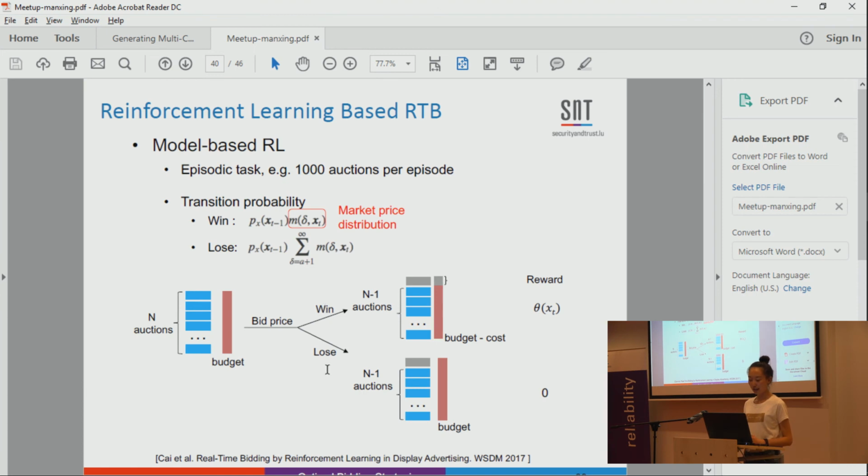In any case, the number of auctions will be n-1 in the next state. If we win, the total budget will just subtract the cost of this auction, of this bid. If we lose, the budget doesn't change because we don't need to pay anything. So here, we need to calculate the transition probability, which is the winning probability. Once we have it, we need to maximize the reward. When we win this auction, the reward would be the predicted CTR. And if we lose, the reward is 0.